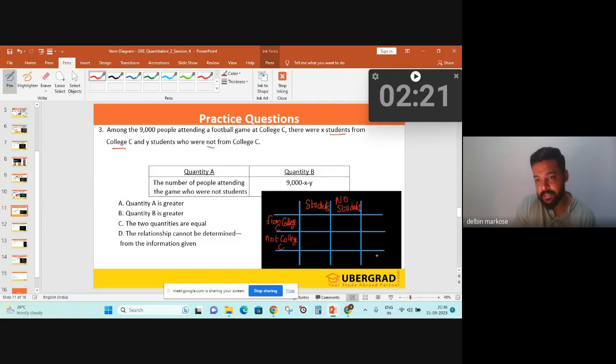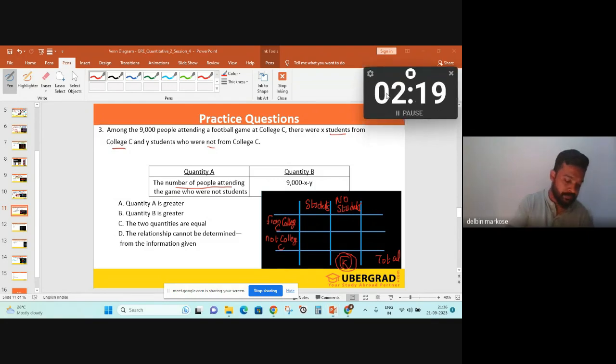Here, total number given. What they're asking, the number of people attending the game who were not students. So they're asking this value. Let's say if I put it as K, they're asking K. Now try to think, write all of it and try to solve this question. I will give 1 more minute. So understanding the category is the challenging part. It is a difficult question.